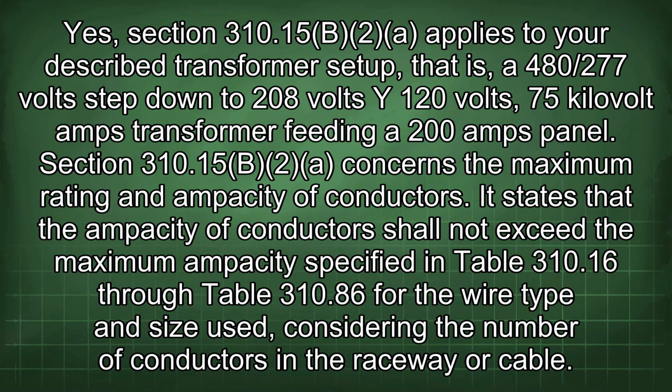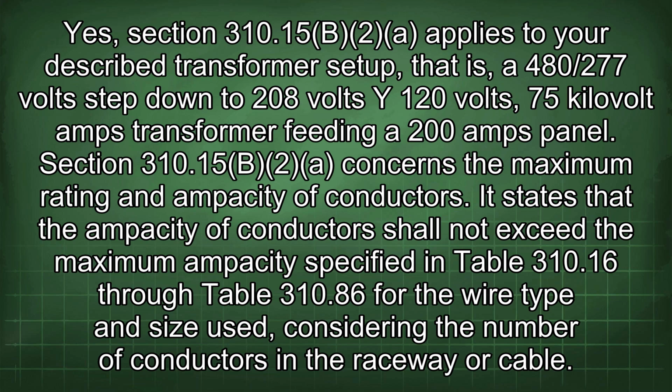Yes, section 310.15(B)(2) applies to your described transformer setup, that is, a 480/277 volts step down to 208Y/120 volts, 75 kVA transformer feeding a 200 amp panel. Section 310.15(B)(2) concerns the maximum rating and ampacity of conductors.